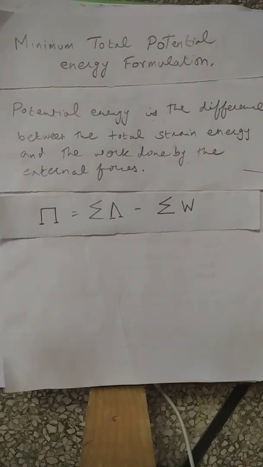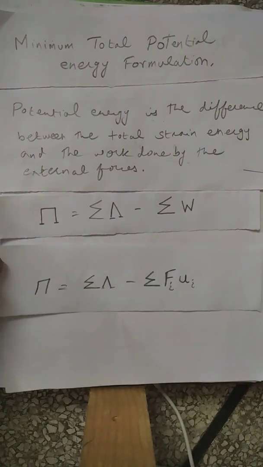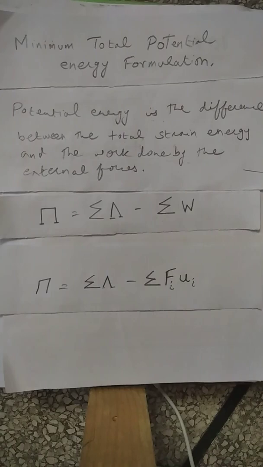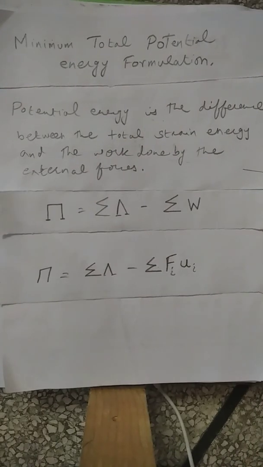So the strain energy, the work done. We know that work done is equal to the product of force and the deformation or the displacement. So in this we have the displacement or the deformation or the deflection in terms of u. We have replaced W with force into deformation, Fu. So this is the equation for the total potential energy.